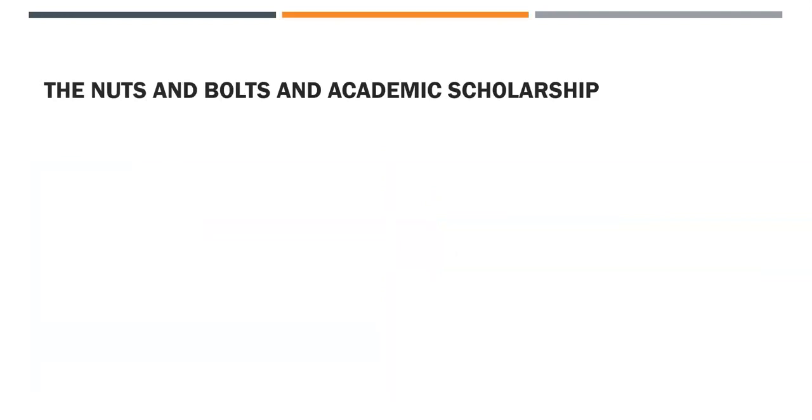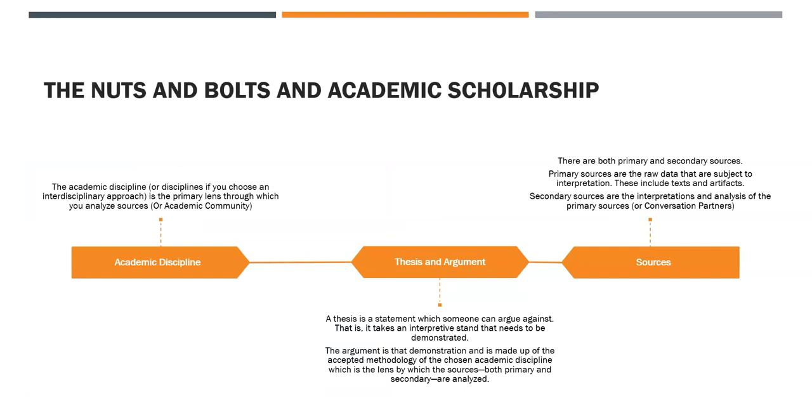Let's look at some of this schematically. You'll see at the center here the thesis and argument, which we've just explained. Feeding into how that thesis and argument are structured are, on the left, academic disciplines. Those are the containers I mentioned at the beginning of this video. Another way of thinking of academic disciplines is to consider them as communities of scholars.